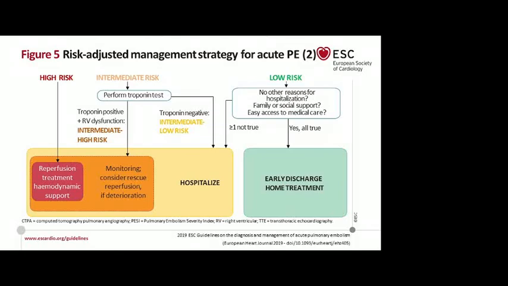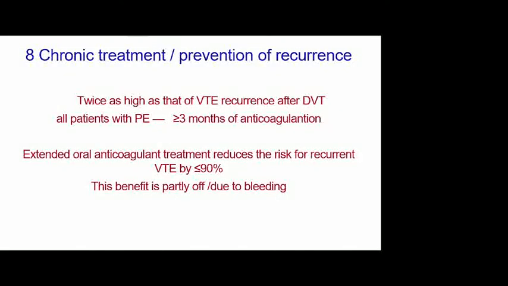Then we can categorize into high, intermediate and low risk. If it is high risk, we should go for reperfusion directly and hemodynamic support. If it is intermediate, we have to observe the patient cautiously, whether the patient is developing hemodynamic instability or hypoxemia. Then if necessary, we have to go for the reperfusion strategies. If patients are low risk, very low risk, we can send the patient home with oral anticoagulants, mainly if NOACs are available.